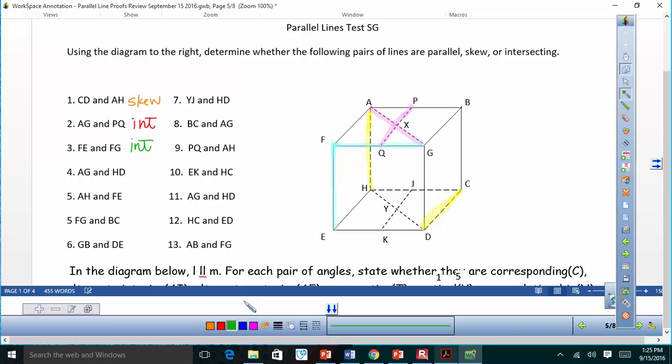Okay. And then we're going to look at AG and HG. So AG is this line right here, and HG is this line right here. Are those parallel? Are they? Yeah. Okay, do we need more examples of those? Okay, we're good on parallel, skew, and intersecting.